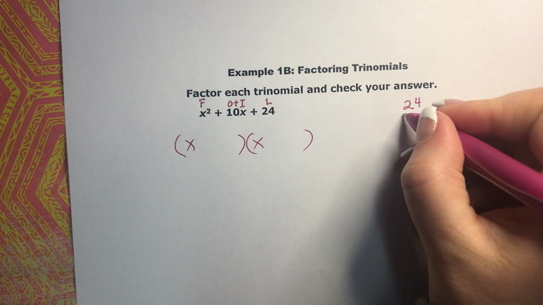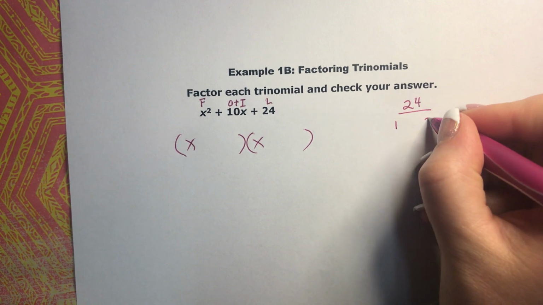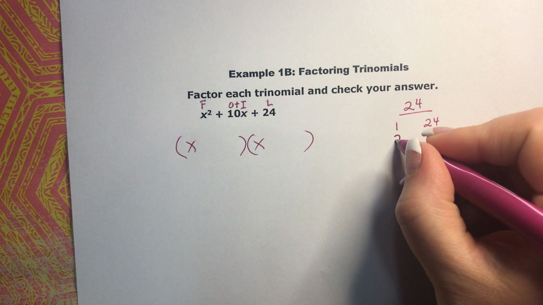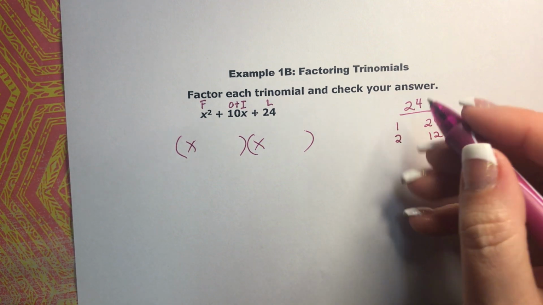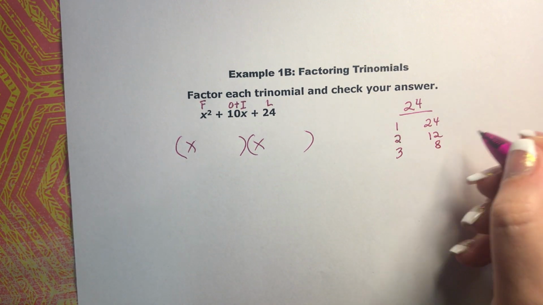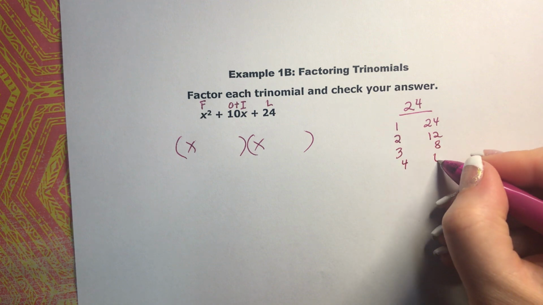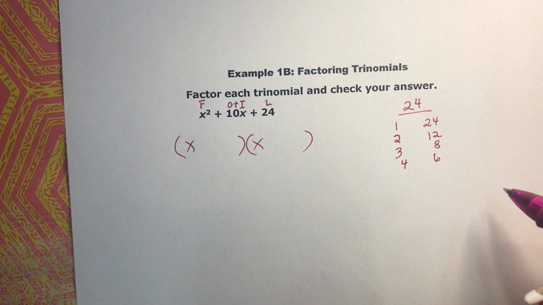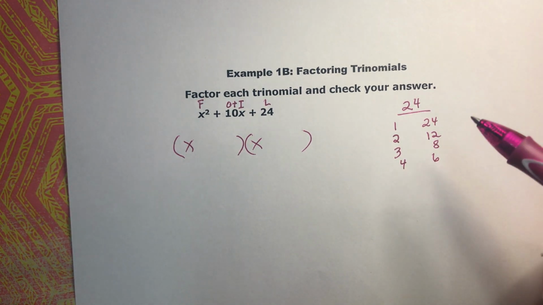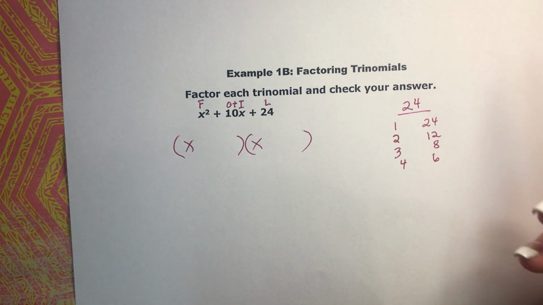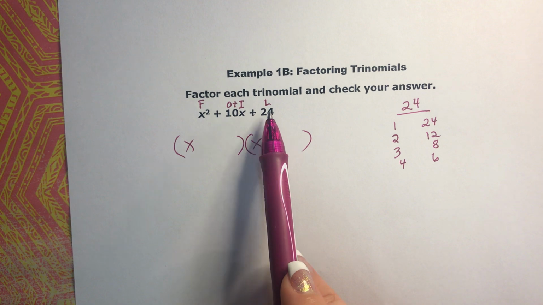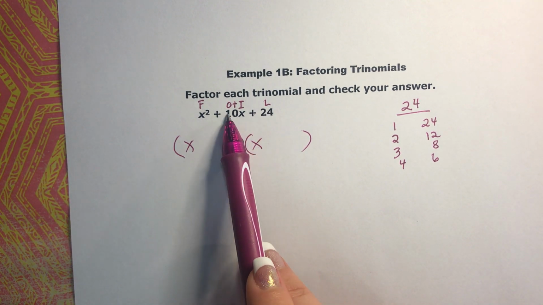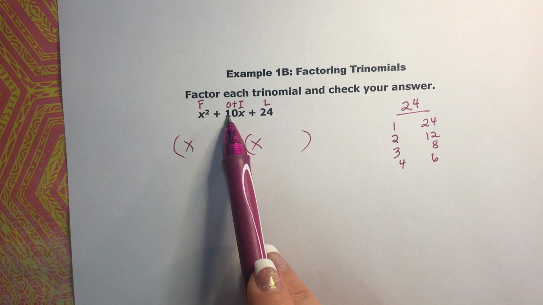So I'm just going to start with 1 and 24, and then I think I'm going to go to 2 and 12, and then 3 and 8, and then 4 and 6, and then the only other one between those would be 5, and that doesn't go into 24. So boom, we have all of our factors. And we know that the factors of 24 have to add to 10, so we're going to be adding the factors.